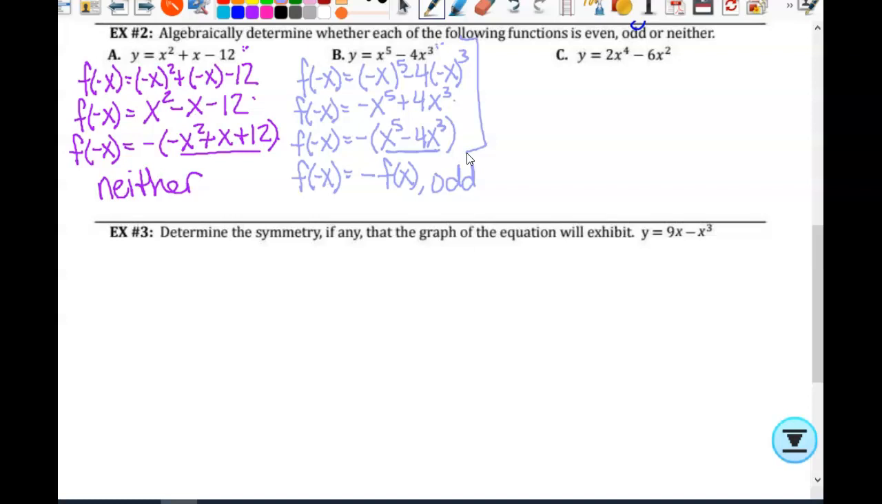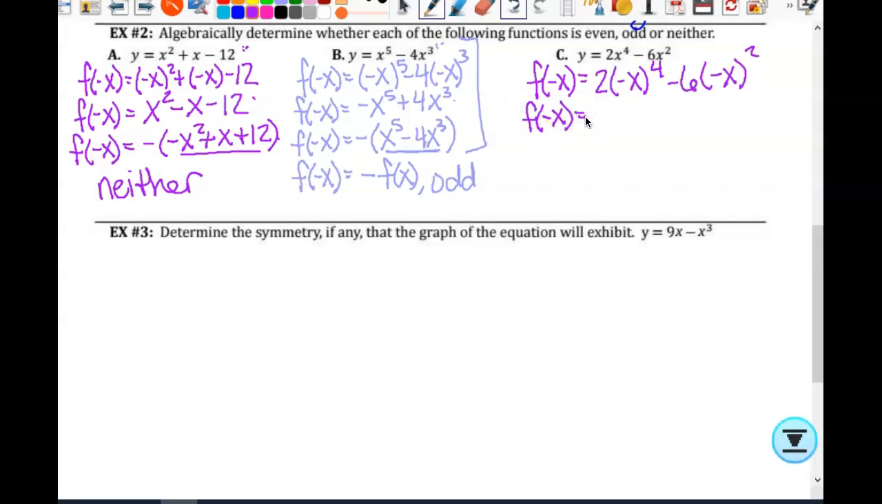Okay. All right, let's do C. So f of negative x, this is what I'm testing, is equal to 2 times negative x to the 4th, oh, that's a 5, negative x to the 5th minus 6 times negative x squared. All right. So I substituted in, that's my first step. Then I clean it up. I don't do them all in one step.